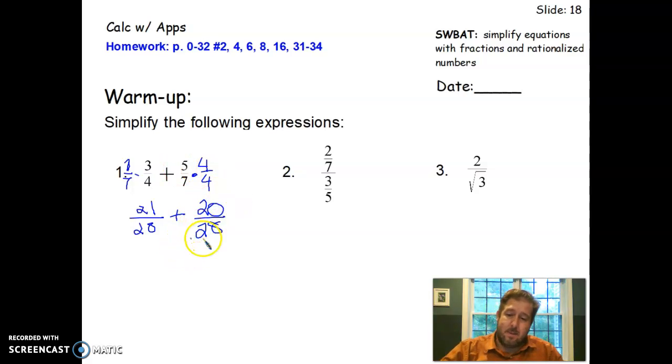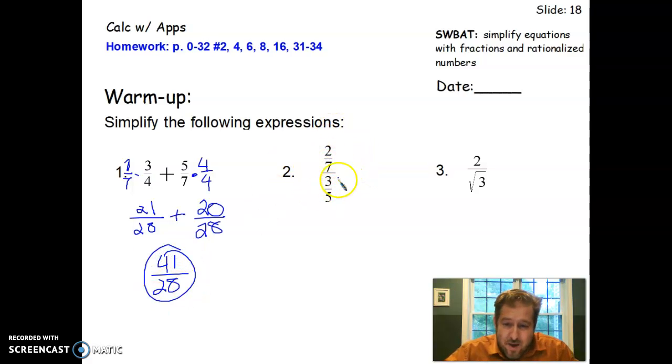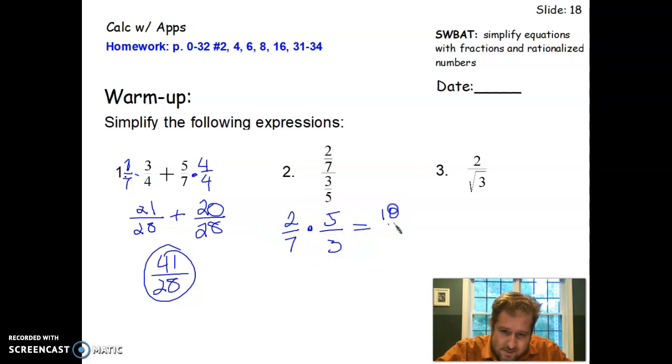And now that the denominators are the same, we can simplify. So 21 plus 20 gives us 41, so 41/28 is our answer. Now, when you're dividing fractions, you leave the first fraction alone, change to multiplication, and change the second fraction to its reciprocal. I'm looking for reducing, which I can't, so 2 times 5 is 10, 7 times 3 is 21, and there is our answer.